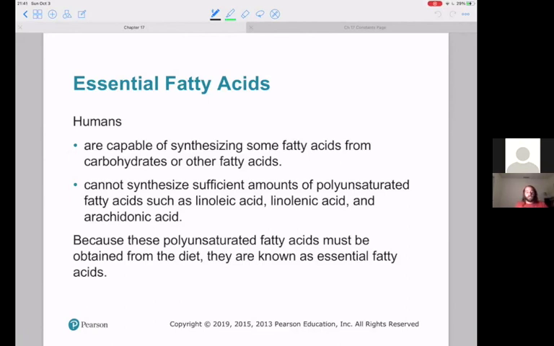When we do synthesize fatty acids, they're mostly saturated fats. So the fats that our body makes are saturated fats, and they're there for storage. Unsaturated fats usually come from plant sources.